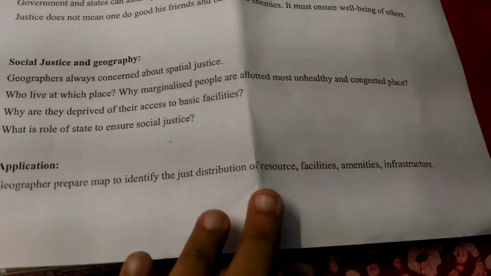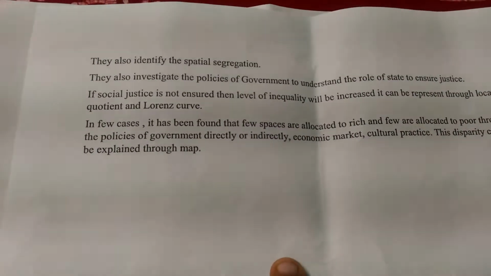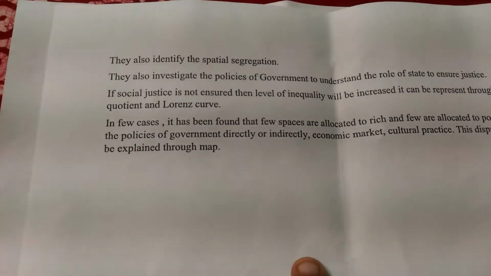Applications: geographers prepare maps to identify the just distribution of resources, facilities, amenities and infrastructure. Geographers always talk about maps, so we can map this distribution of resources, facilities and amenities, and from there we can easily identify whether it is equally distributed or not. Then we can also identify spatial segregation, because it helps to identify how specific land is allotted to a specific group of people instead of giving equal opportunity to all.